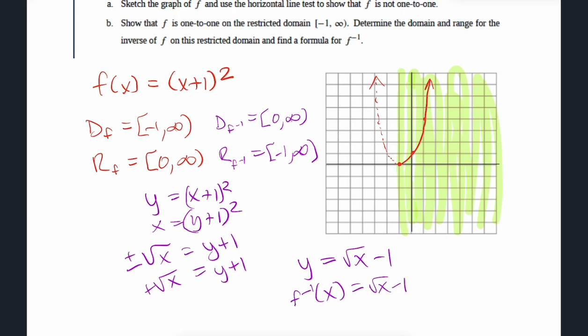Isn't that just our square root function scooched down one, right? So that looks like this. Would you agree if we folded across that line, it's a perfect match? Okay. So inverses, that's what it is.